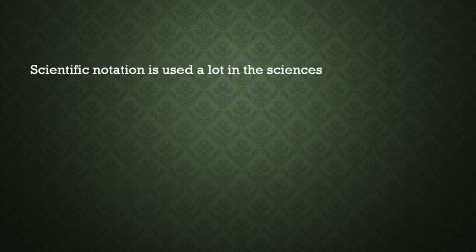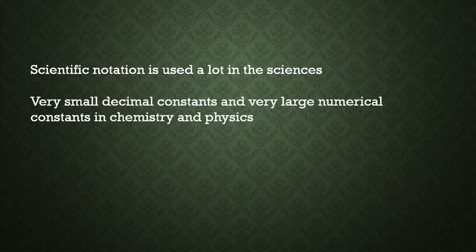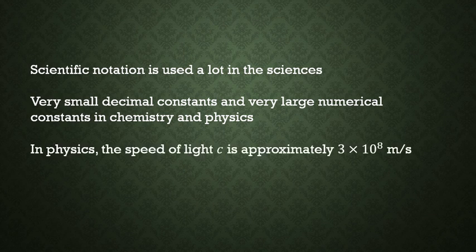Lastly, where do we use scientific notation for the most part? Scientific notation does get used a lot in the sciences. Very small decimal constants and very large numerical constants happen in chemistry and physics, as a couple samples here. In physics, you work in various areas with the speed of light. The letter we use to stand for that constant is little c, and it's approximately 3 times 10 to the 8th meters per second. That is 300 million meters per second, approximately.